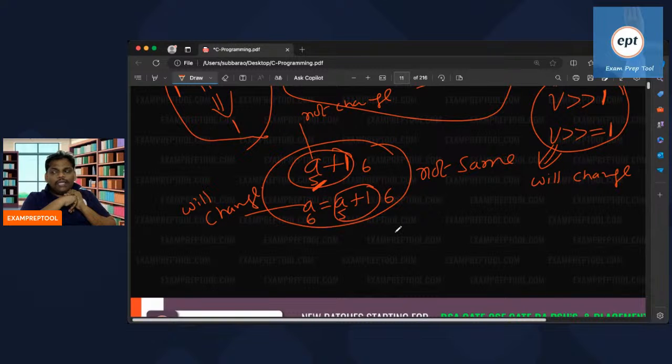Bitwise OR means anyone is one. But when you say relational OR, here it is not one or two, right? It is non-zero or zero. That is the only difference.